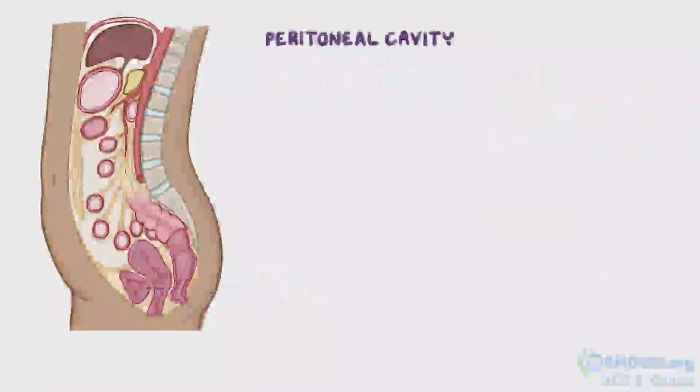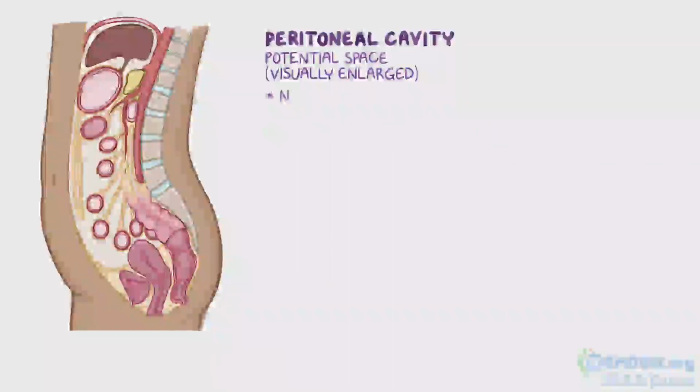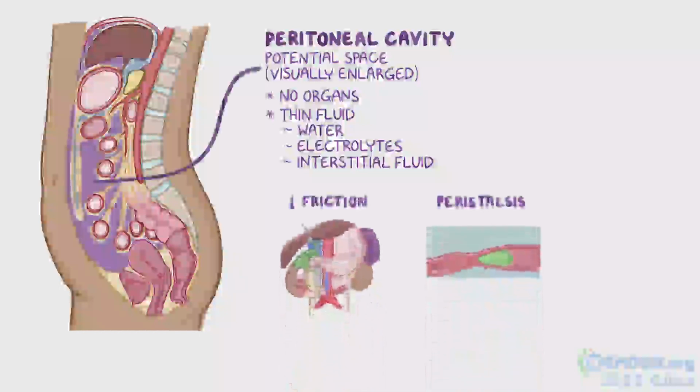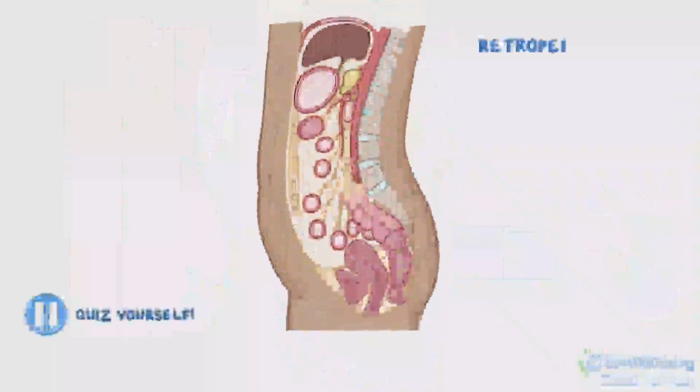The peritoneal cavity is a potential space between the parietal and visceral layers of the peritoneum. Keep in mind that the peritoneal cavity has no abdominal organs. It only contains a thin film of fluid that contains water, electrolytes, and other substances derived from the interstitial fluid. The peritoneal fluid helps viscera move without friction, allowing for peristalsis, and it also has white blood cells and antibodies to resist infection. Quick quiz. Can you remember which organs are retroperitoneal and which organs are intraperitoneal?